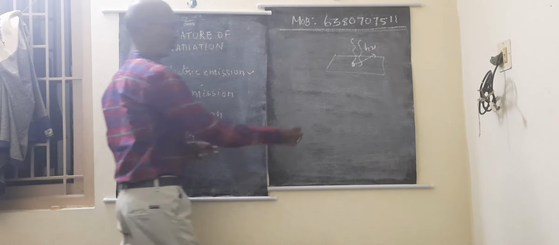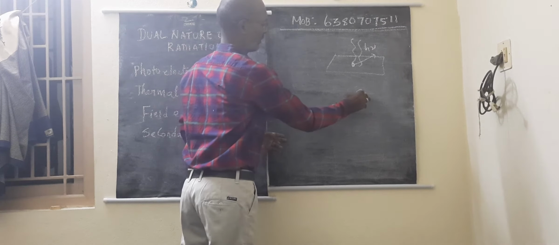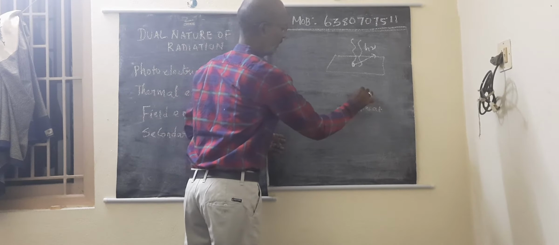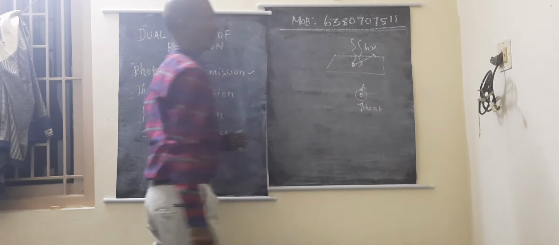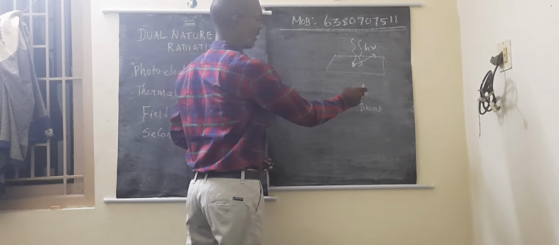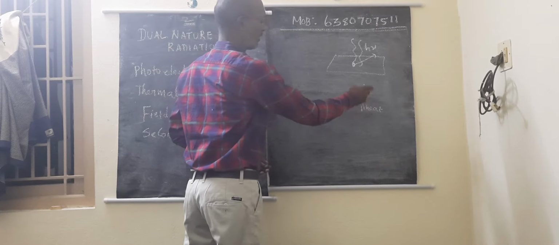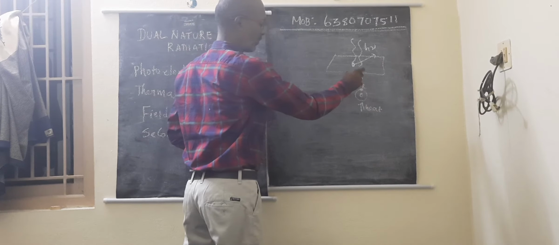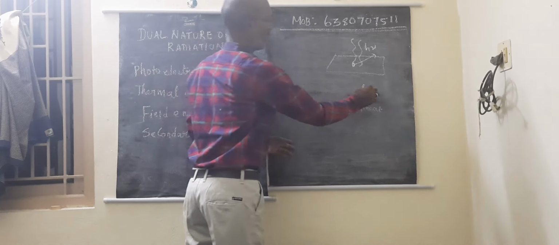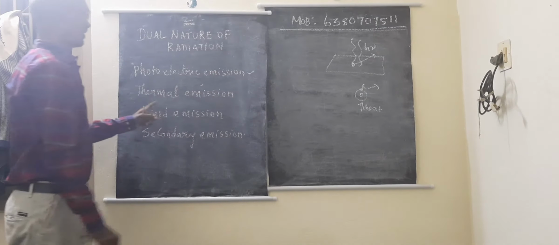Second, suppose you are considering an atom, and we have to supply heat. This electron will possess some energy. If we are supplying heat continuously to that atom, and the heat energy supplied is equal to the energy possessed by that electron, then the electron can be removed. It is called thermal emission.